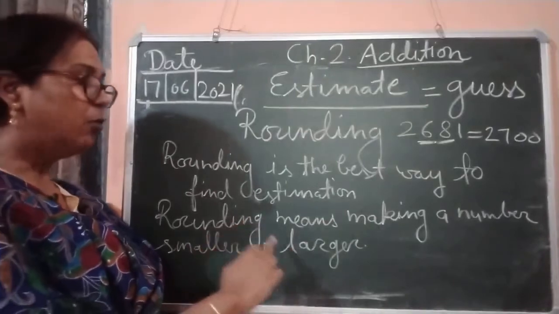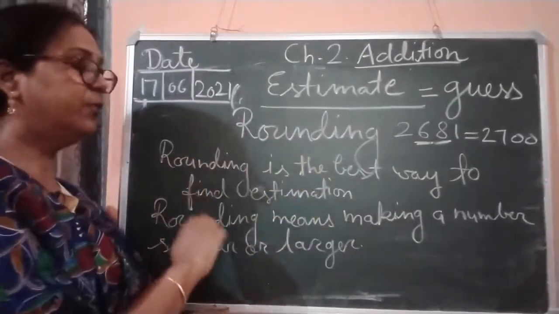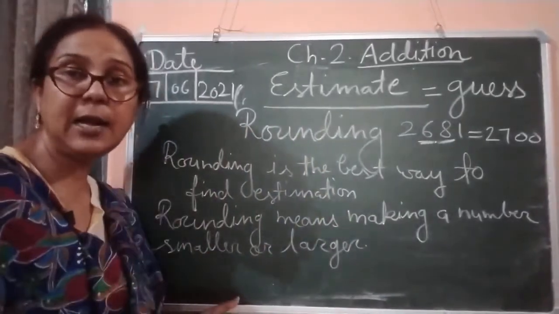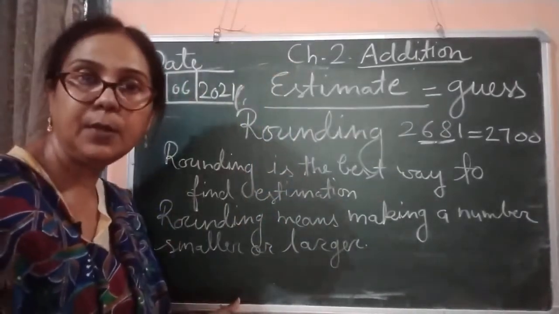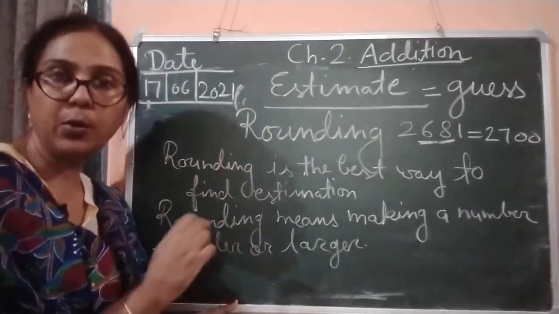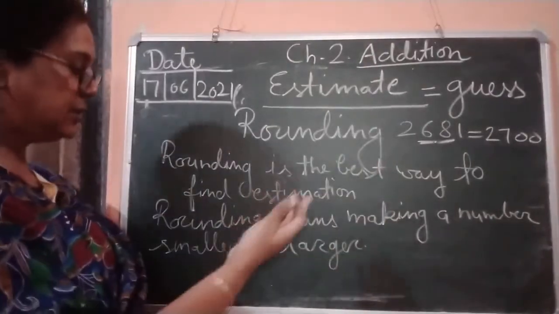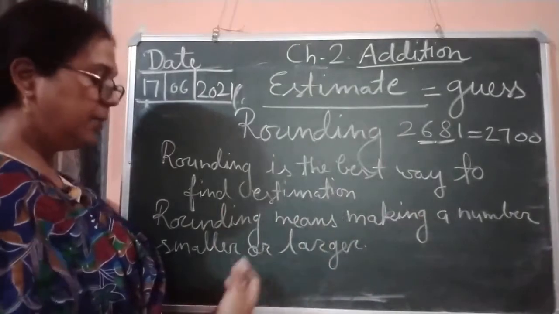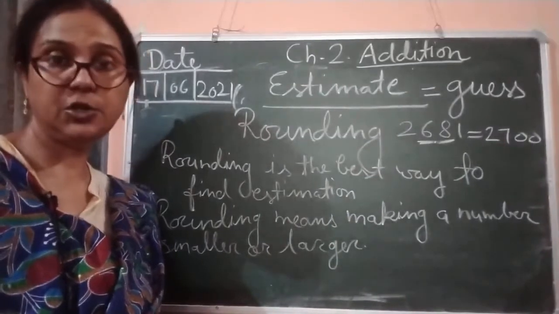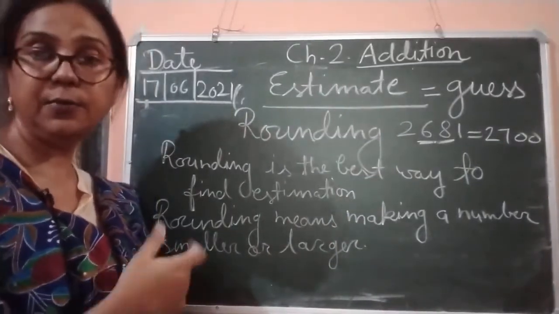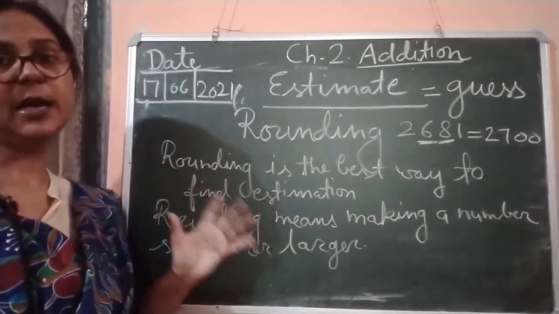So here, rounding means making a number smaller or larger. Rounding is the best way to find an estimation. Before understanding the concept of rounding, we cannot estimate any number properly. So first of all, we should know rounding. As I told you, rounding is the best way to find estimation. Rounding means making a number smaller or greater, children. This is the way we can understand estimation, or estimating the sum. If we consider this concept, we should first understand rounding.